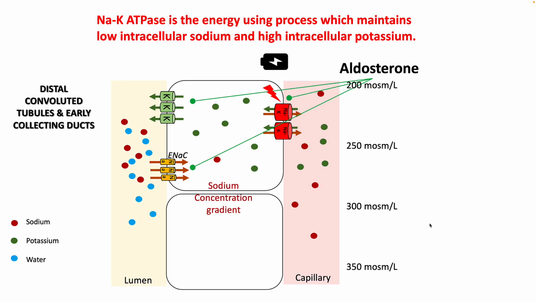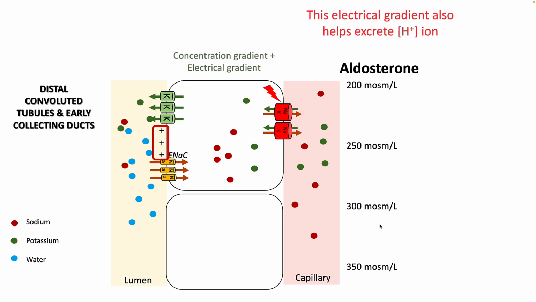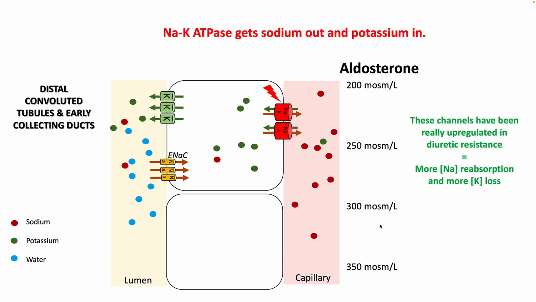Aldosterone upregulates sodium-potassium ATPase, ENaC channel, and potassium channel in the distal convoluted tubule and early collecting ducts. For its mechanism, I have discussed it in great detail in an earlier lecture, but in short, generation of sodium concentration gradient by sodium-potassium ATPase results in absorption of sodium, and because of increased concentration and electrical gradient, you are able to excrete potassium and hydrogen ion, and sodium-potassium ATPase maintains this gradient so that you are absorbing sodium and losing potassium and hydrogen ions.